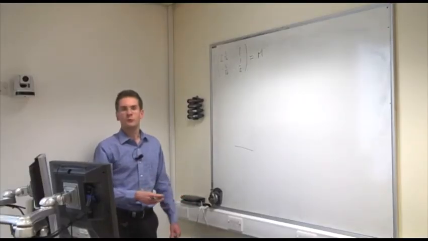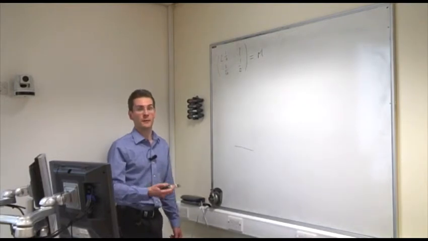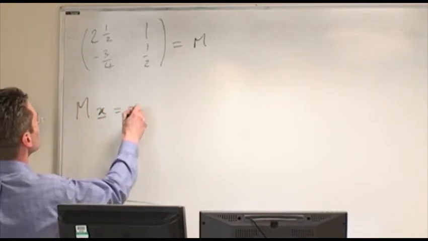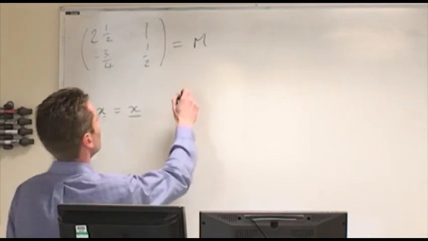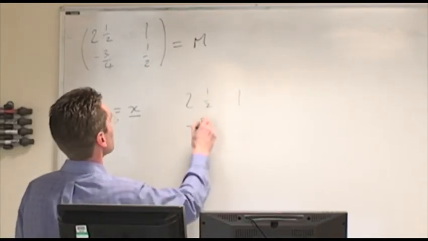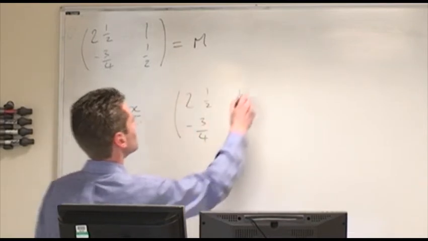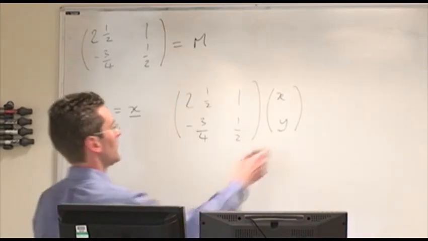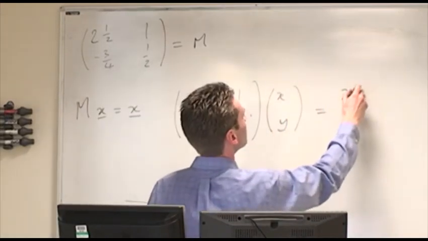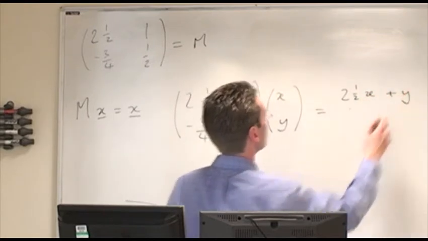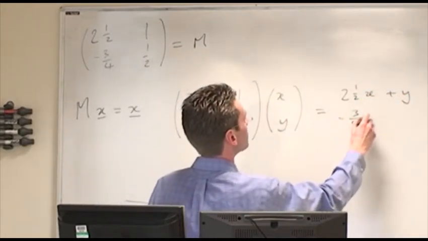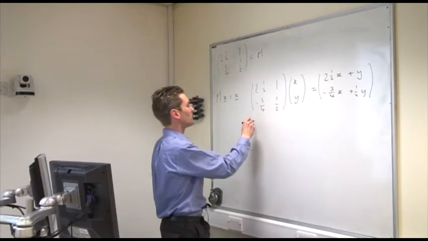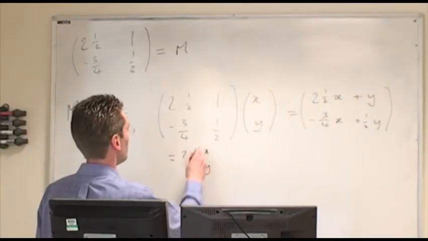In your A-level syllabus, you will have often calculated the invariant points for a matrix. So let's do that in this case. I'm interested in solving the vector equation Mx equals x. Let's substitute this in. So we're hoping that this is going to be equal to (x, y). Let's calculate what it is. It's 2.5x plus y, minus 3/4 x plus a half y. And then we're hoping that that will be equal to (x, y).